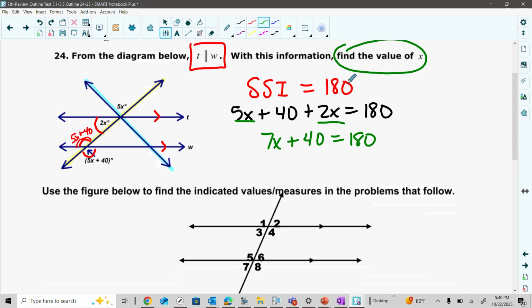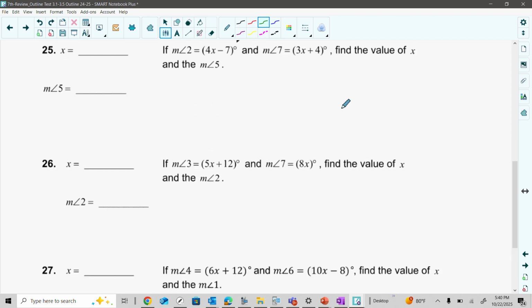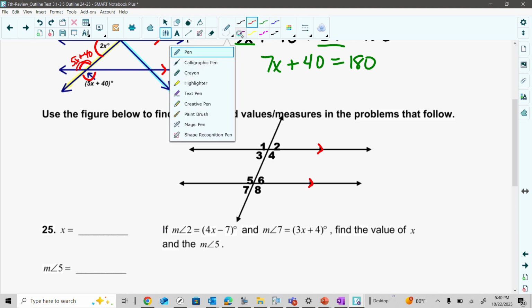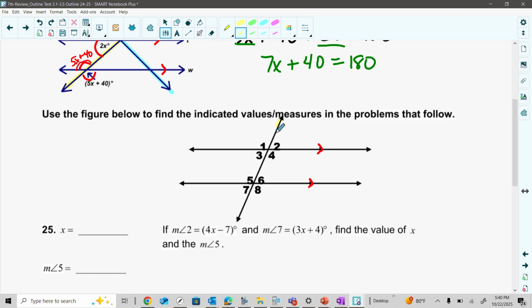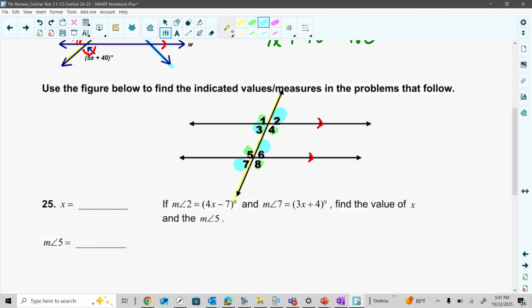Now when you get to this section, for all of these three problems here, they're going to use the same diagram. And in this diagram, the horizontal lines are parallel because of the arrow. And we have only one transversal. So now, if you want, you could use your color coding here because there's only one transversal. Remember, anything with the same color would be congruent, different colors, supplementary.